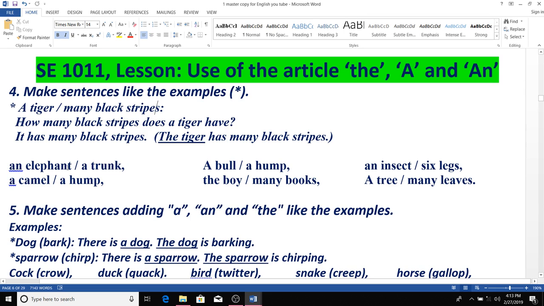Okay, how many trunks does an elephant have? The elephant has a trunk, okay?